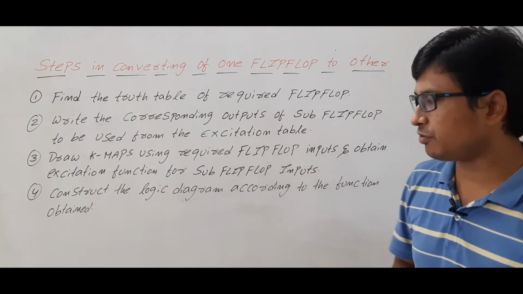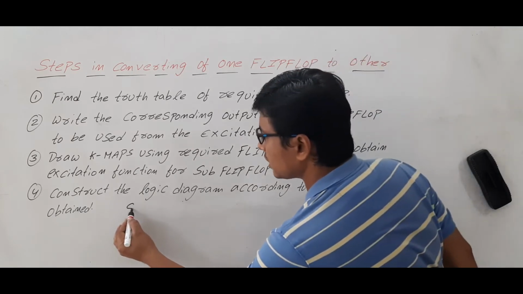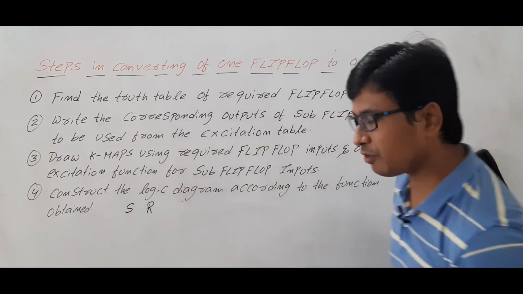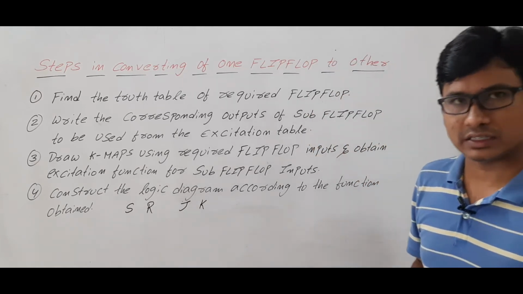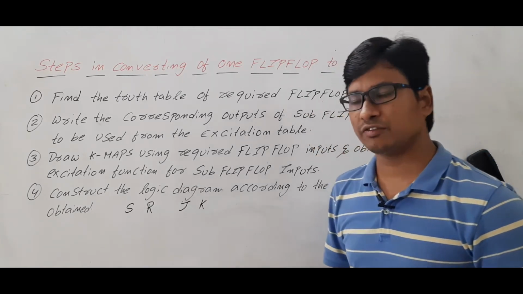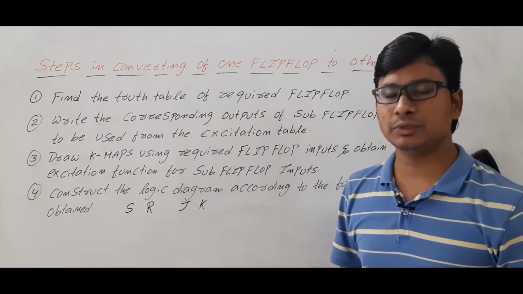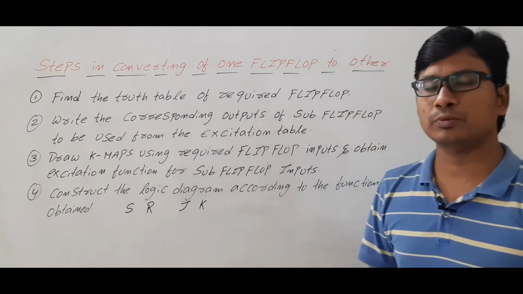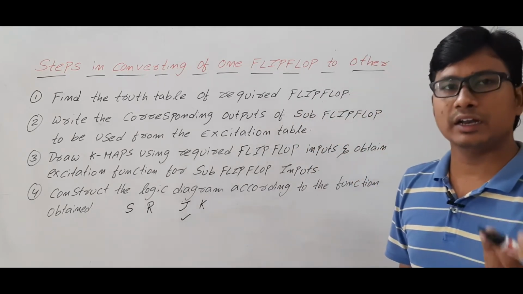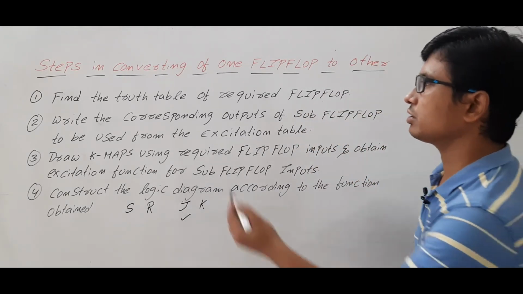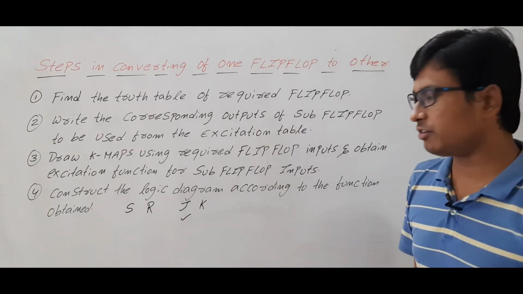What is meant by the required flip-flop? Let's take that I want to convert an SR flip-flop to a JK flip-flop. Already we have discussed the SR flip-flop and also the JK flip-flop. Someone has asked me to convert the SR flip-flop to a JK flip-flop. Now the JK flip-flop is the required flip-flop. Am I right or wrong? So find the truth table of the required flip-flop.